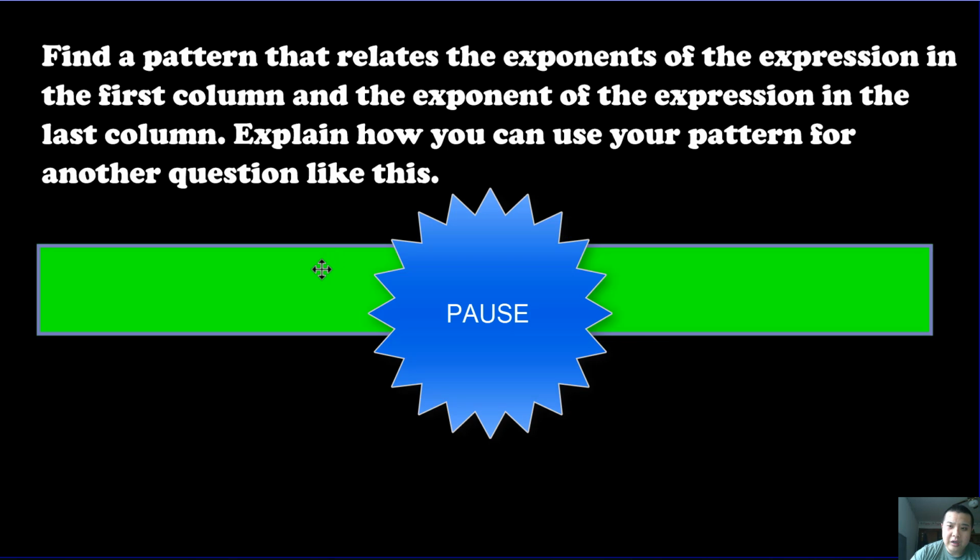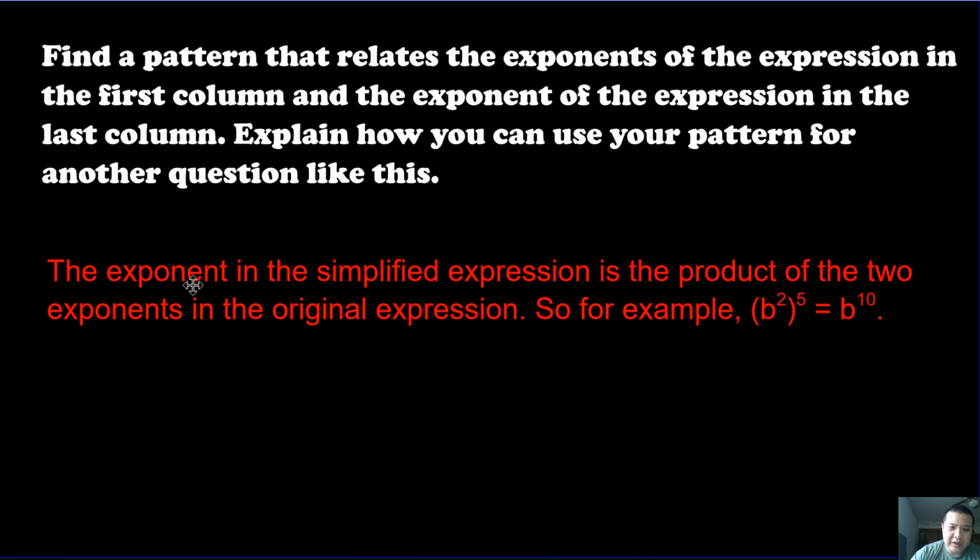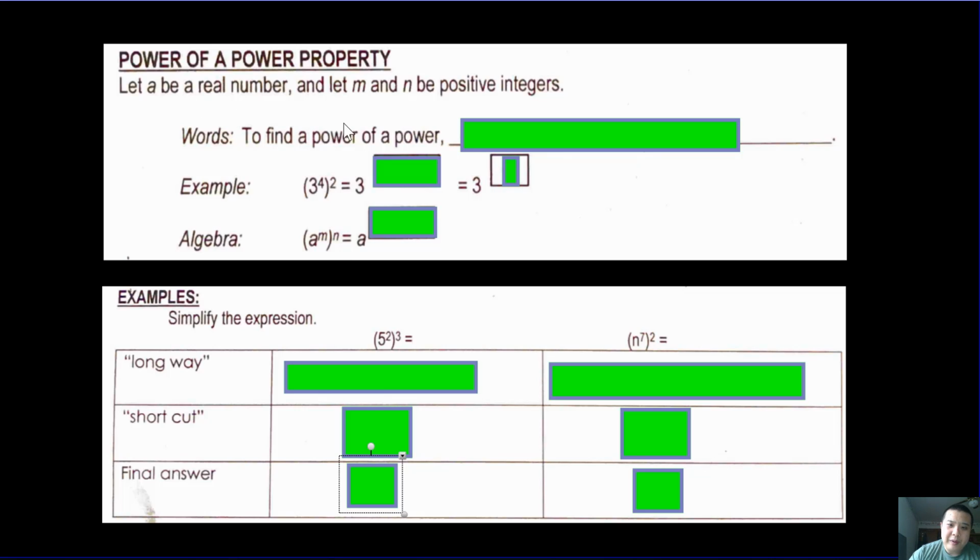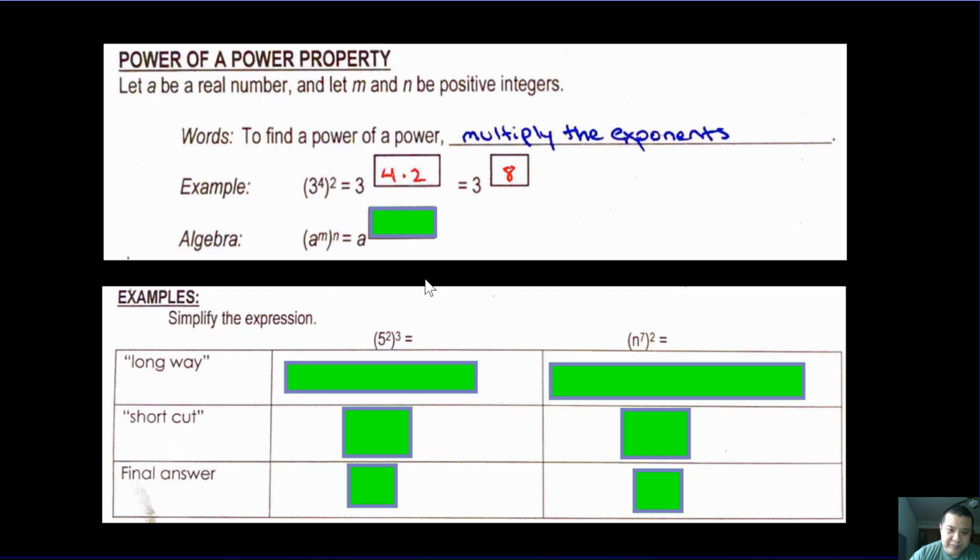Here, we should have found that the exponent in the simplified expression is the product of the 2 exponents in the original expression. So for example, b to the second to the 5th is b to the 10th, because 2 times 5 is 10. So, to find the power of a power, okay, what we can do is multiply the exponents. So here we got 3 to the 4th to the second is 3 to the 4 times 2, which is 3 to the 8th. Or here, a to the m to the n is the same thing as a to the m times n.